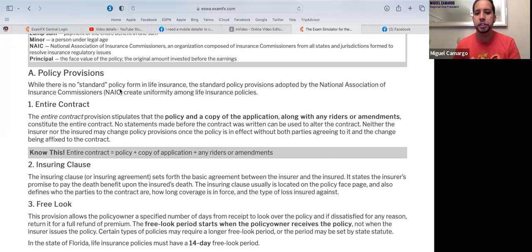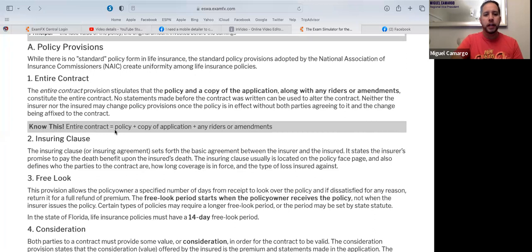And I want to give you something. Generally, most of the time, there's an add-on to a policy, and it costs more money. And amendments, let's just say you submit a policy and it comes back rated. You have to get an amendment signed, which says, hey, the policy that we originally wrote is not the same as it was. Sign this for disclosures. Sign this for your acknowledgement. Okay, so just like I said, know this: entire contract is policy plus copy of application plus any riders or amendments.